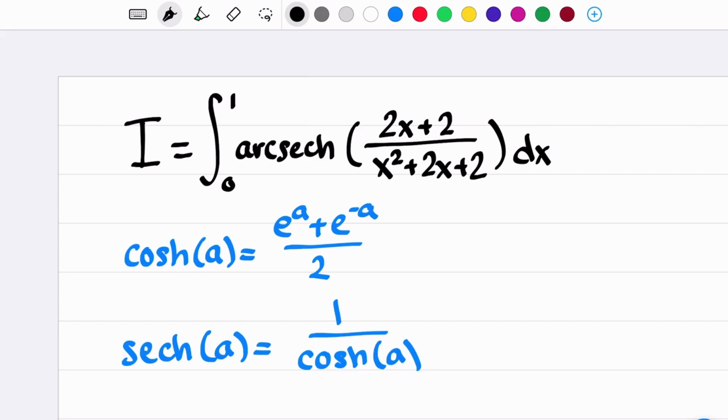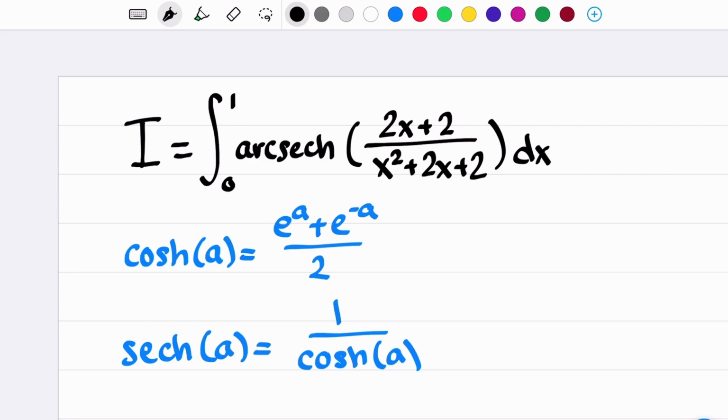I rewrote the integral on the next page, as well as the 2 properties we're going to be going off of for the rest of this problem. And the first thing that I noticed when trying to solve this problem was that I don't really know what to do with inverse hyperbolic secant. It's a very confusing function, and what do you really do with integrating it?